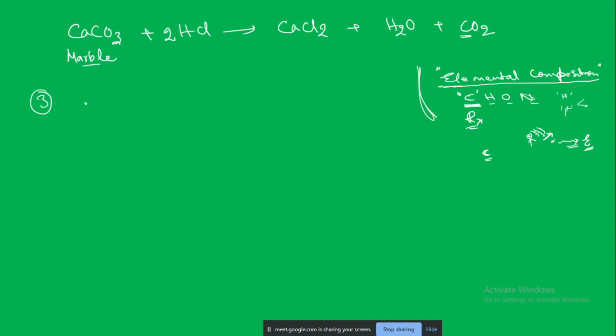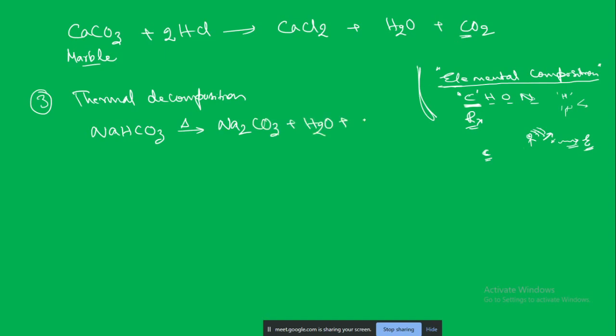Next one is thermal decomposition. By this method also we can produce carbon dioxide. If we take sodium bicarbonate, which is baking soda, we put it in baking and cookery. So what is happening is that the cakes and other bakery stuff become fluffy, because they are producing carbon dioxide gas.